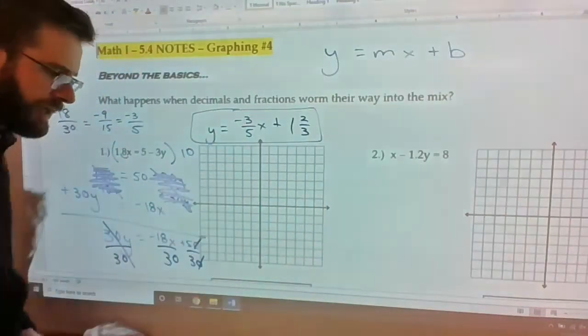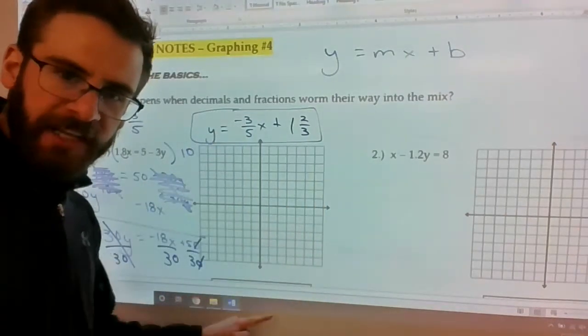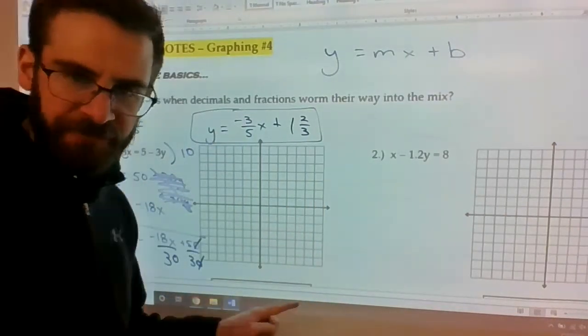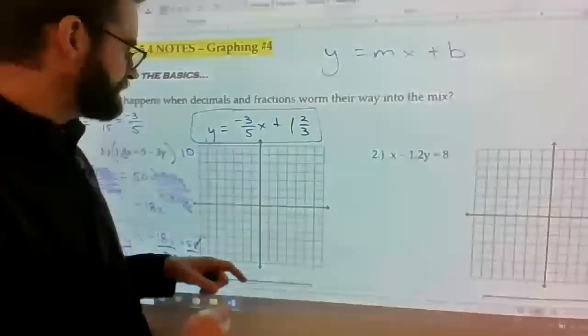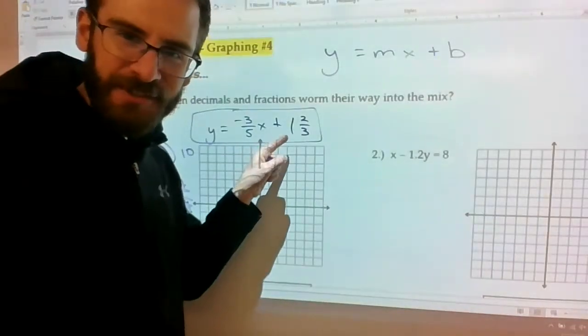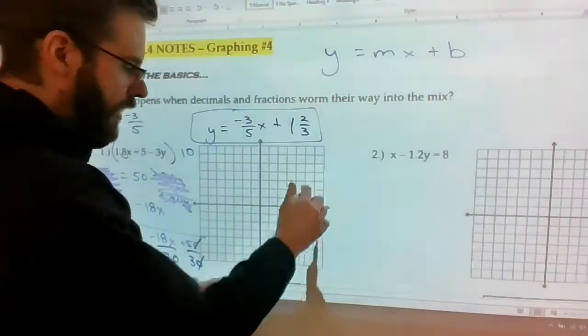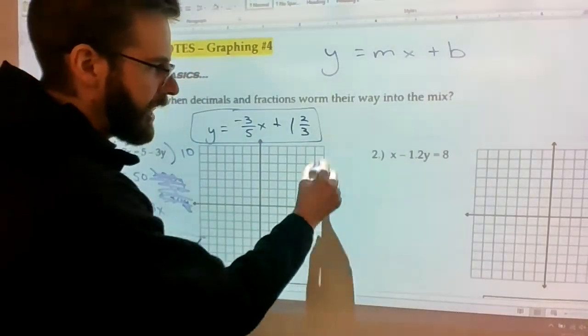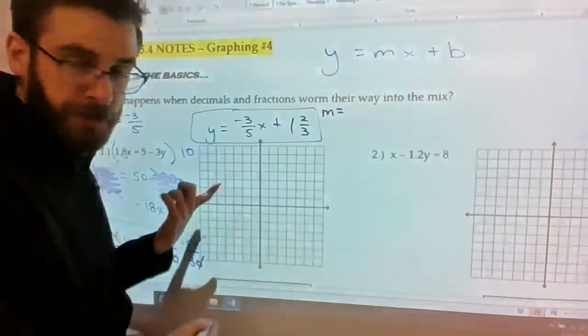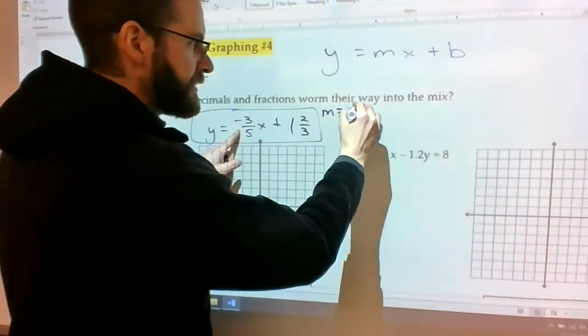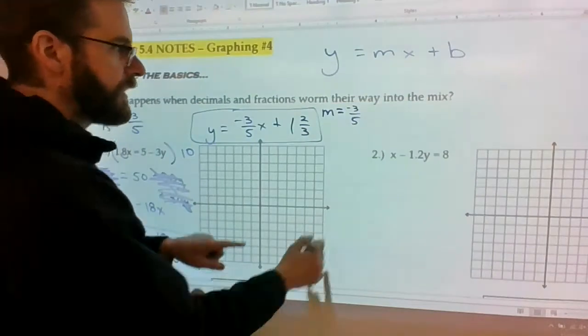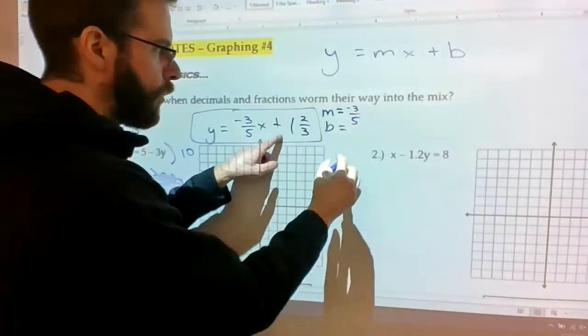Okay, so this is the equation. There's the little box underneath here that I still want you to fill in. If I move the screen, then this grid will get... Here, I'm just going to do it over here. So in the box down here, you'd write m is equal to, for slope, negative 3/5. That's what goes down here. And then our b value is going to be 1 2/3.